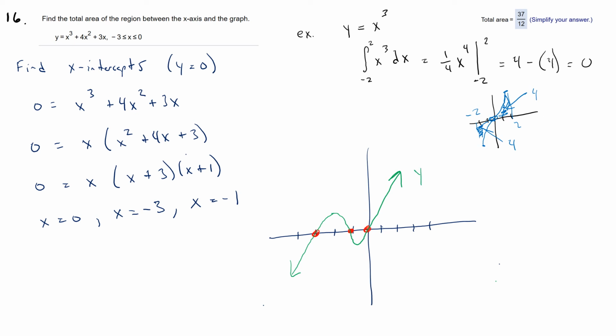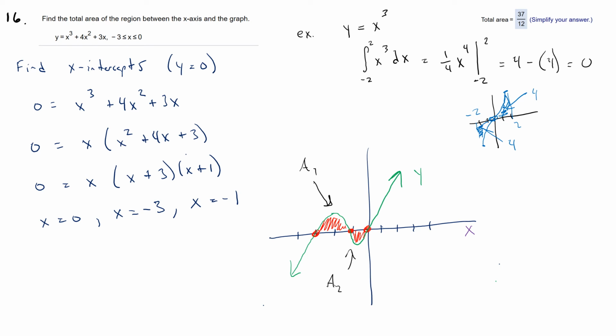They want me to find the area of the region between this function and the x-axis. So there's actually two regions. I have to find this area right here, enclosed between the function and the x-axis, and this area right here. If you want, you can give those areas names. You can call that A1, and I'll call that one A2. What we have to do is integrate both of those individually. To get A1, I will integrate from -3 to -1, and to get A2, I'll integrate from -1 to 0.